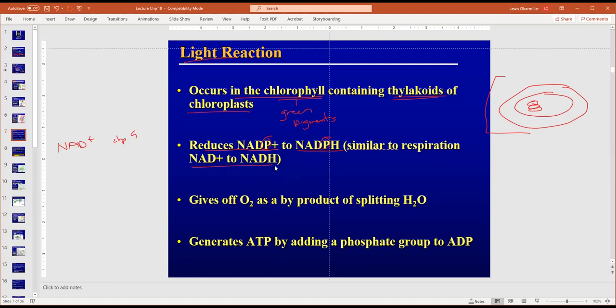So like I said, similar to respiration, we're going to add an electron. Actually, we're going to add 2 electrons. And that's why if you gain an electron, you're reduced. Gaining, adding, same thing, it's going to cause you to be reduced. Oxygen is given off as a byproduct of splitting water, and you guys know plants give off oxygen. And then it generates ATP by adding a phosphate to ADP, just like ATP synthase.